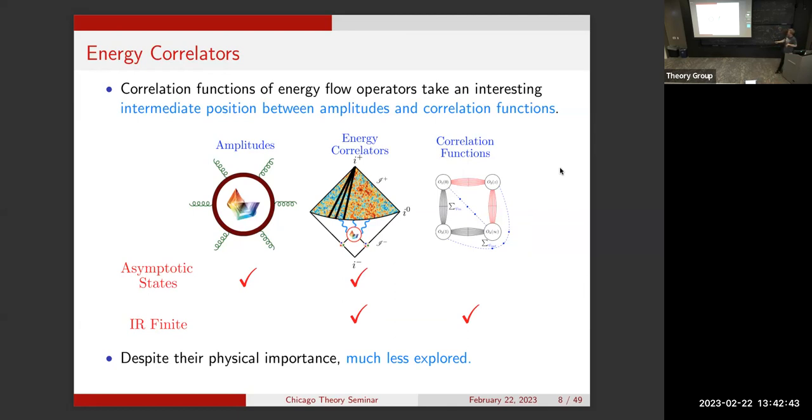But compared to their amplitude or correlation function counterparts, they're in general much less well explored. Obviously the people here have explored them, but as a general statement, they're much less well explored. That's starting to change in the last little bit, which I think is a really neat opportunity to rethink how some real-world collider physics is actually done.